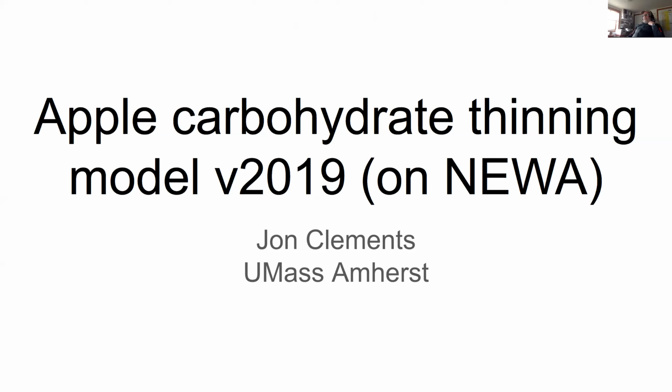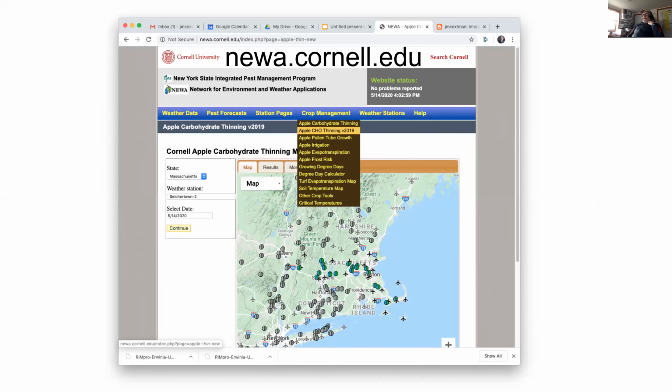But the model was revamped in 2019 by Terrence Robinson and the crew at Cornell. And I wanted to highlight what the changes were to the model because I think it makes it significantly better and more interesting. So I call that the version 2019. Now, this is available on NEWA, and we have, I think, 31 active farm weather stations on NEWA now in Massachusetts. So we have quite a few.